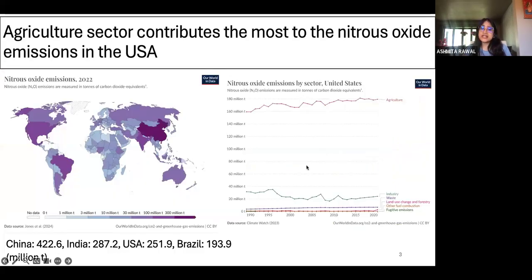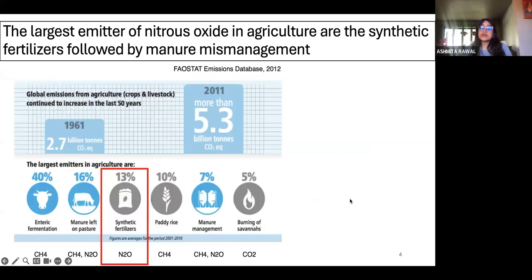This is data from the year 2022, and the USA ranks third in the world in nitrous oxide emission. The agriculture sector contributes the most to nitrous oxide emission in the US, followed by industry, waste, land use change, etc. The largest emitters of nitrous oxide in agriculture are synthetic fertilizers, followed by manure mismanagement. Therefore, it is important to optimize nitrogen fertilization in agriculture.